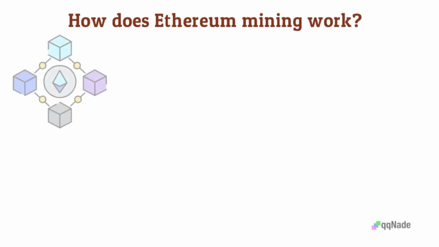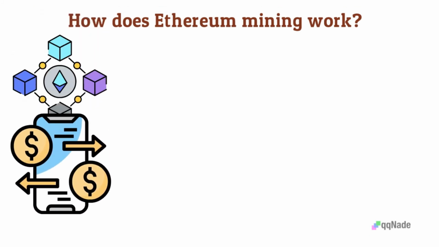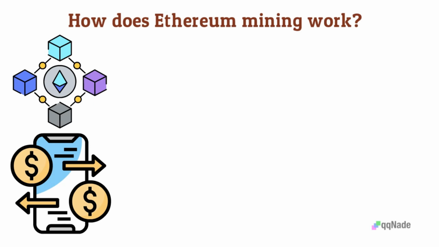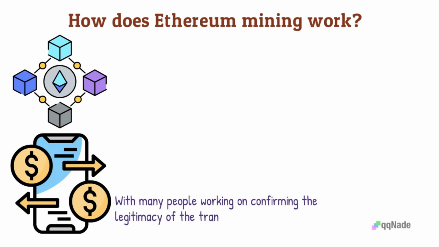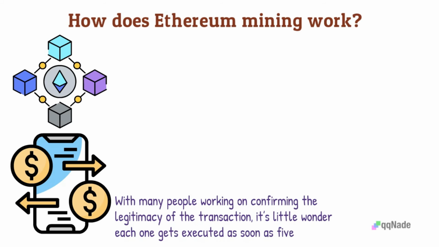It begins when a user makes moves to start a transaction on the Ethereum blockchain using a private key. A node is what passes the message to the validators or miners, who then begin to verify the validity of the transaction. With many people working on confirming the legitimacy of the transaction, it's little wonder each one gets executed in as little as 5 seconds.